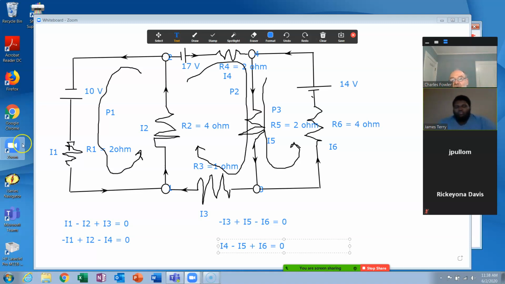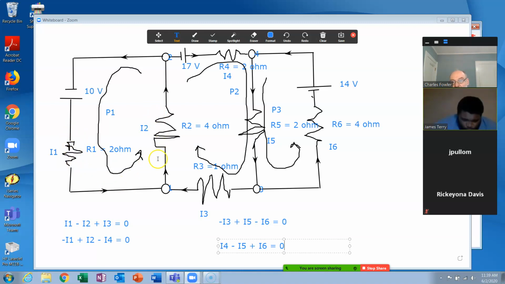But now let's do what I call the loops. They're calling them the pathways. Now, on the loop law, what you do is every time you go across a battery from negative to positive, that's an up in voltage. So that's going to be a plus 10 volts here. Going this way, that's going to be dropping in voltage 2 ohms times I1, because Ohm's law says the voltage drop is equal to current times resistance. The current is I1, the resistance is 2. So that's 2I1.